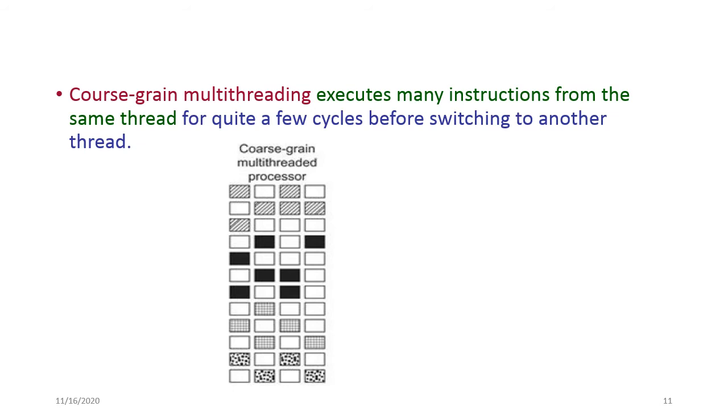The next CPU architecture is the coarse grained multi-threading architecture, which executes many instructions from the same thread for quite a few cycles before switching to another thread. That is, up to these cycles it will execute only one thread, and next it will switch to another thread for another few cycles. Likewise, the execution will continue.